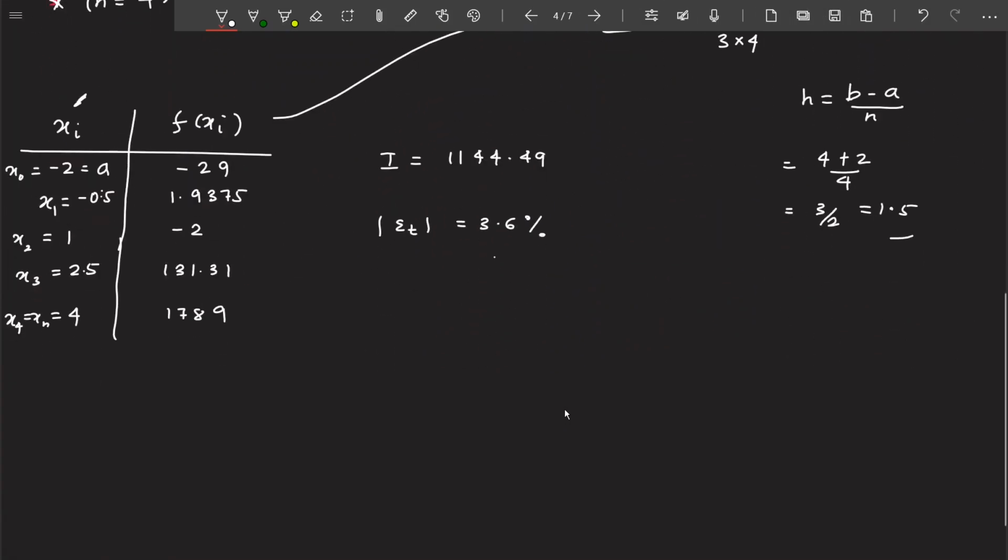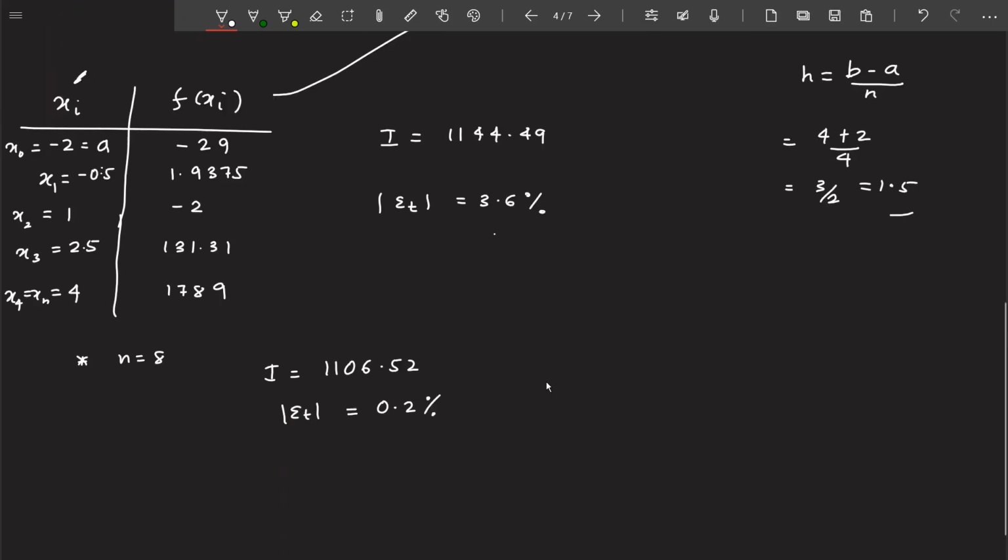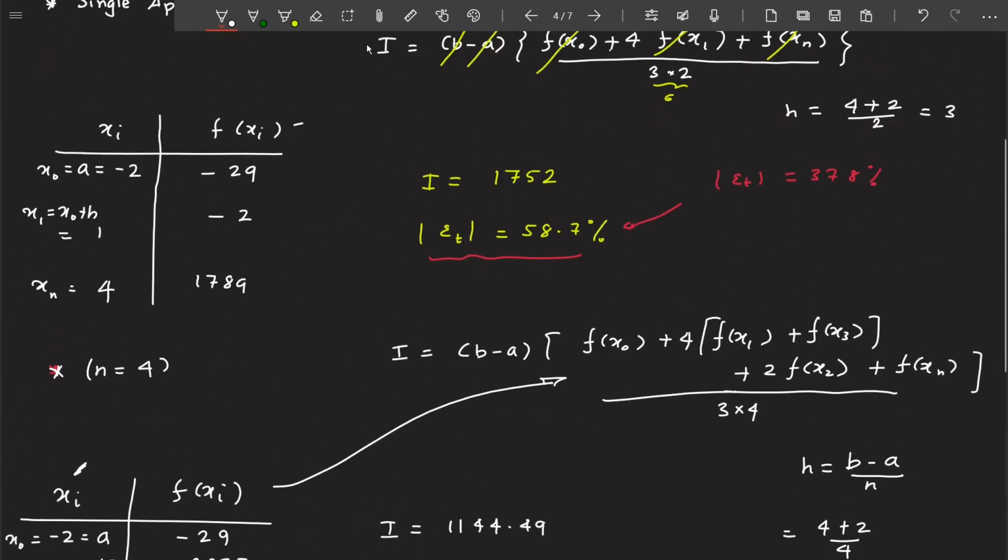Okay. And similarly, I'm not going to solve this, but when you do it for 8, 10, and so on, the percentage error is going to reduce, and for n is equal to 8, the value of I comes out to be 1106.52, which is very close to 1104, and the percentage error comes out to be 0.2%, which is very good, which is very close to the analytical value. Okay, so this was Simpson's 1/3 rule.